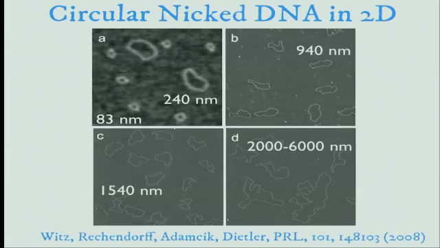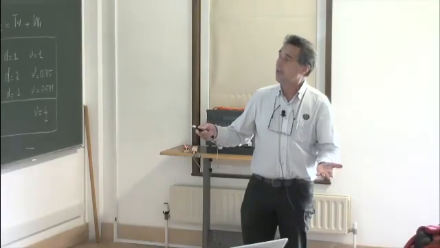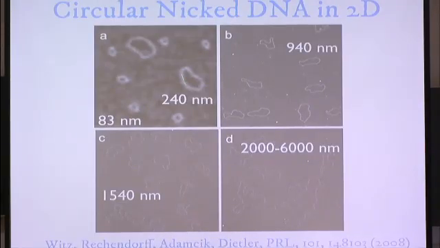You see here an 83 nanometer circle, 240, 900, 1500, and here 2,400, 4,000, and 6,000 nanometer plasmid. You see already a big difference. When DNA is small, it looks about circular, and as it gets bigger and bigger, it gets, so to speak, more and more flexible.